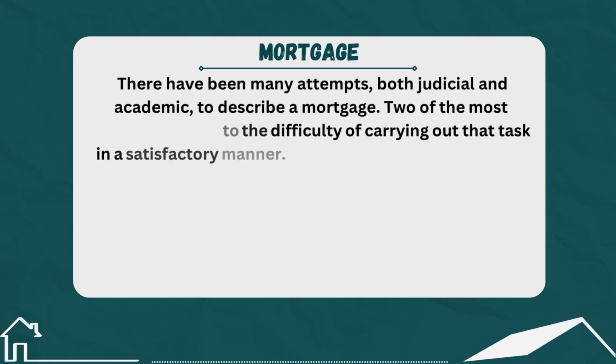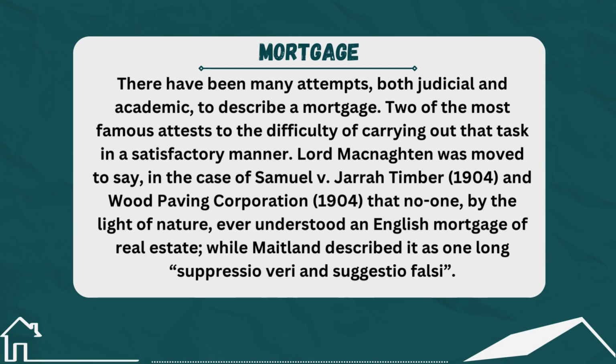Now, the important point which we are going to start with is the mortgage. There have been attempts, both judicial and academic, to describe a mortgage. Two of the most famous attempts testify to the difficulty of carrying out the task in a satisfactory manner. Lord Macnaghten was moved to say in the case of Samuel v. Jarrah Timber and Wood Paving Corporation, 1904, that no one by the light of nature ever understood an English mortgage of real estate, while Maitland described it as one long suppressio veri and suggestio falsi.